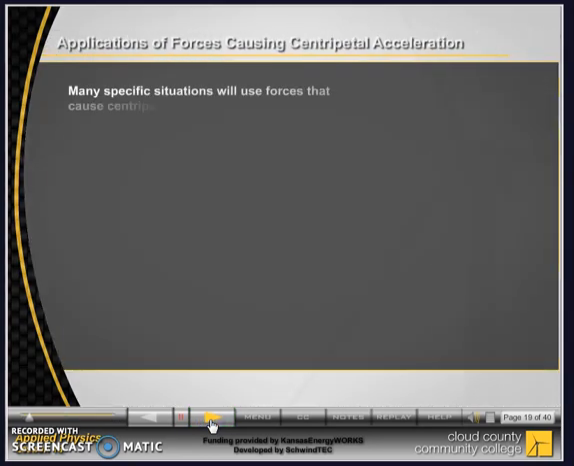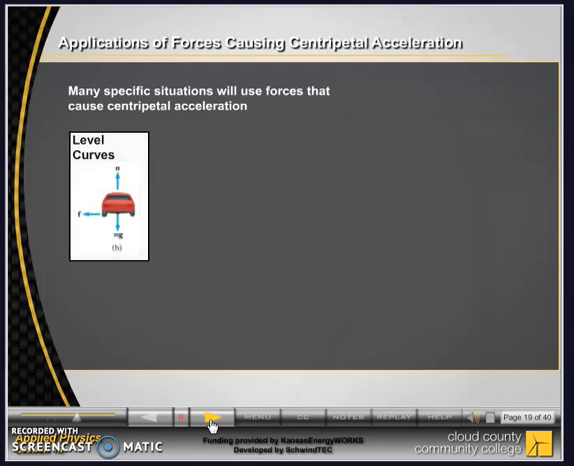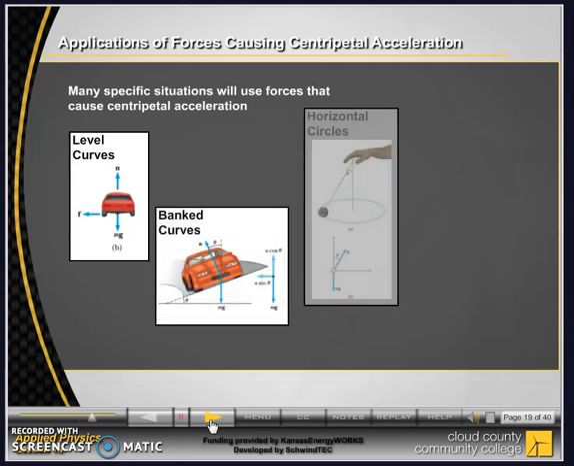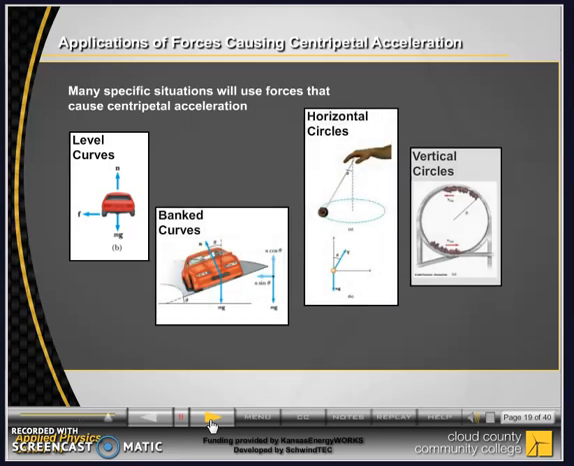There are many specific situations where forces that cause centripetal acceleration are used: level curves, banked curves, horizontal circles, and vertical circles.